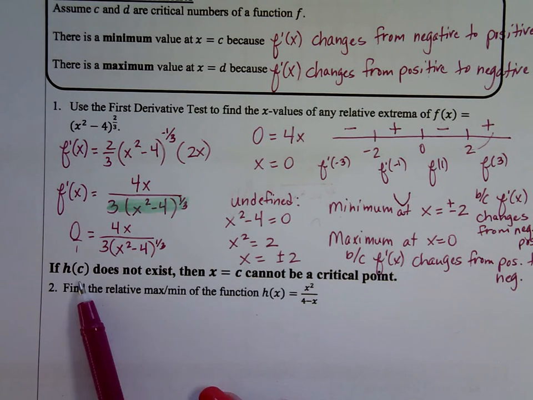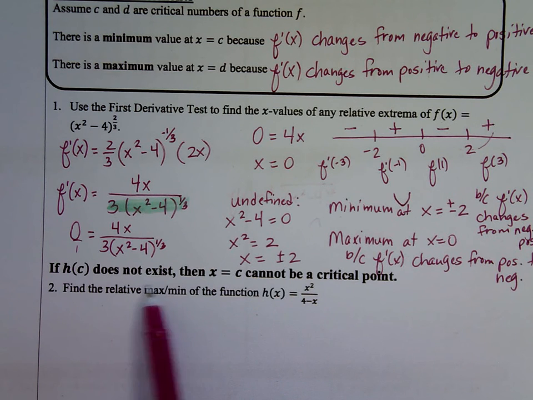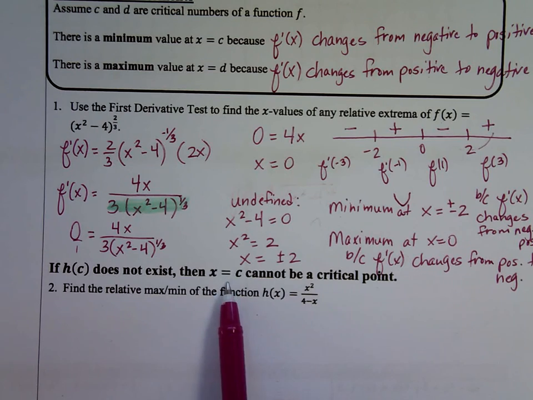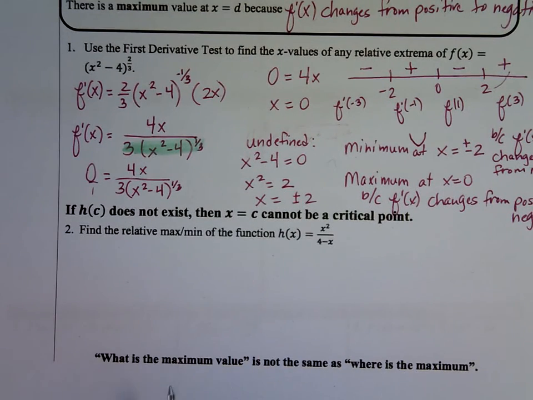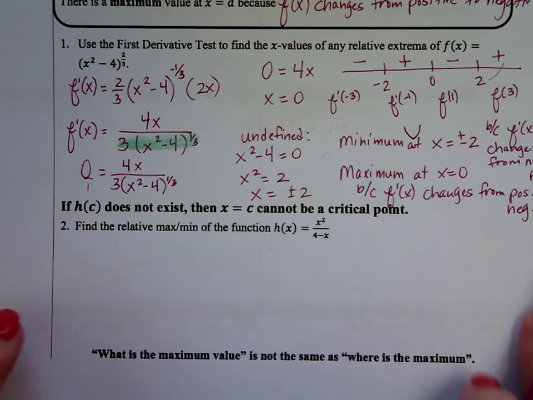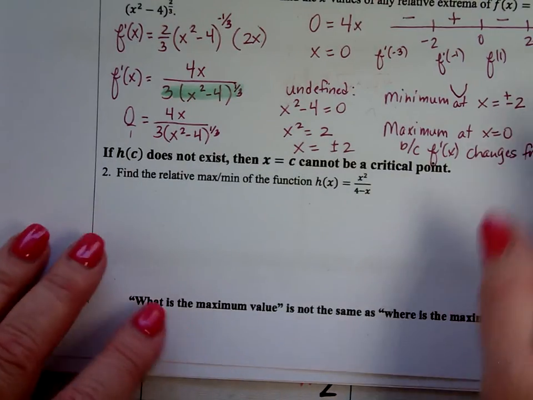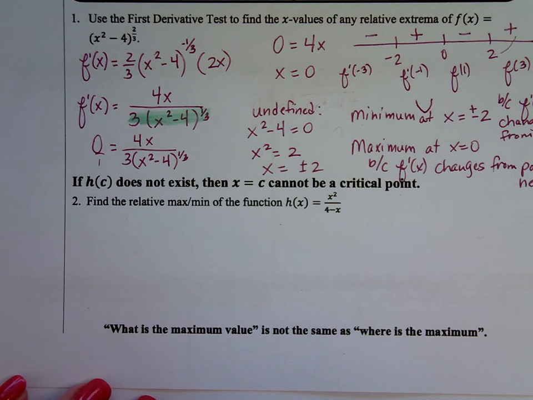If h of c does not exist, then x equals c can't be a critical point. So you can't have critical points where you have values that don't exist, is what they're telling you for that one. So find the relative maximum or minimum of this function. The function is x squared over 4 minus x. There is no way for me to make that pretty before I take the derivative.